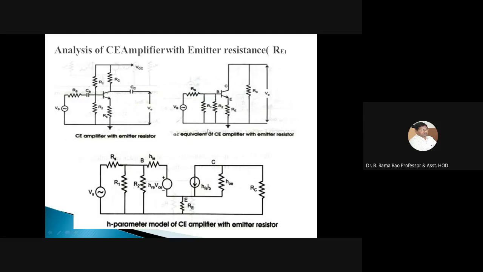The same circuit can be redrawn by using this hybrid equivalent model with emitter resistance. Here there is an emitter resistance. This is the base terminal, this is the collector terminal, this is the emitter terminal. In between base, emitter, and collector, we have replaced the transistor with its equivalent hybrid model. We keep the source resistance and source voltage as they are. We have taken R1 and R2 for proper biasing. HIE, HRE, HFE, and HOE are the hybrid parameters of your transistor. And then there is a load or collector resistance.